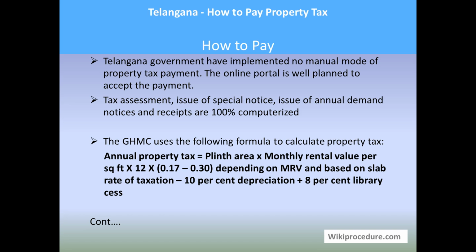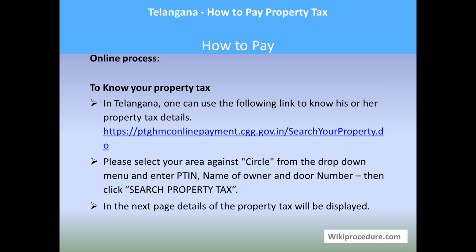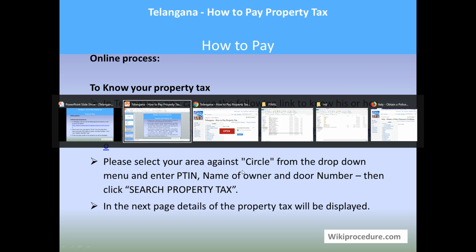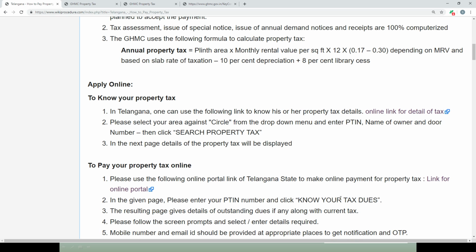The GHMC, Greater Hyderabad Municipal Corporation, uses the following formula to calculate property tax. Don't worry about the complexity of the formula which is provided here. The local governing officials or the authorities will be helpful in understanding how the property is assessed and how the amount is arrived. They will be a better person to explain this in detail. In order to pay your property tax online, you have to use the website which can be reached with the online link which is provided in the page here.